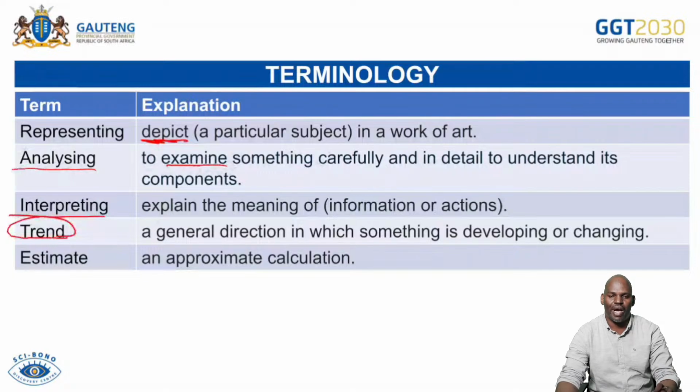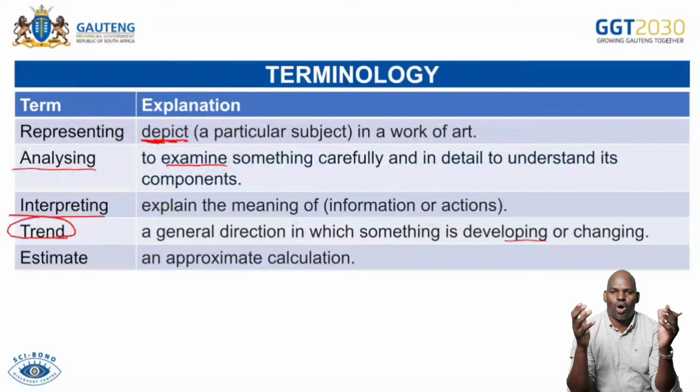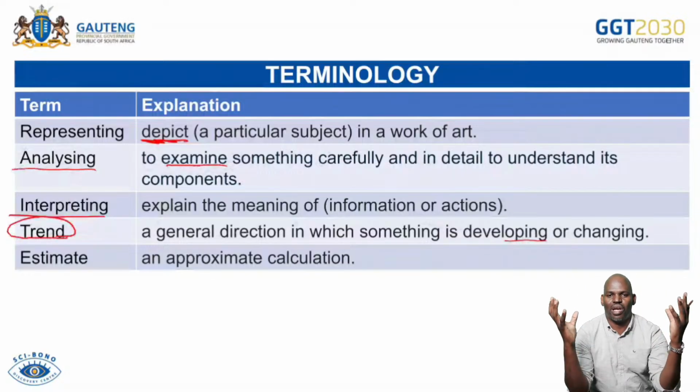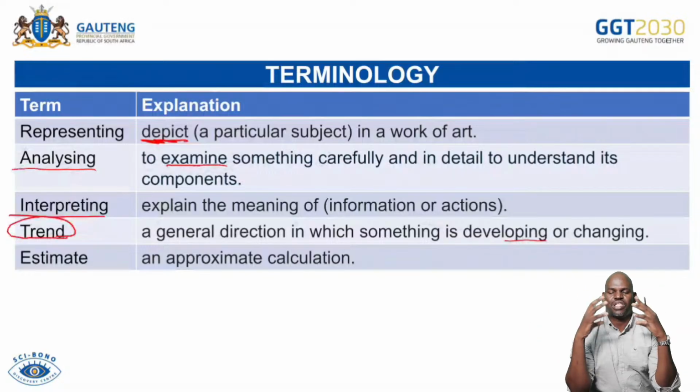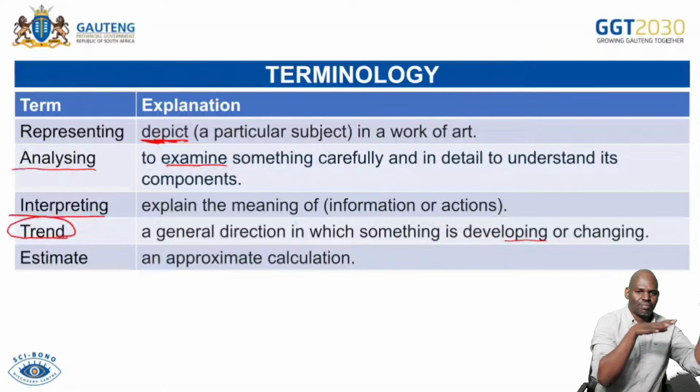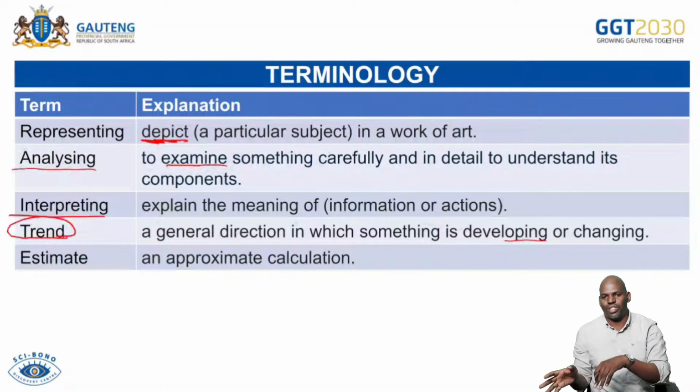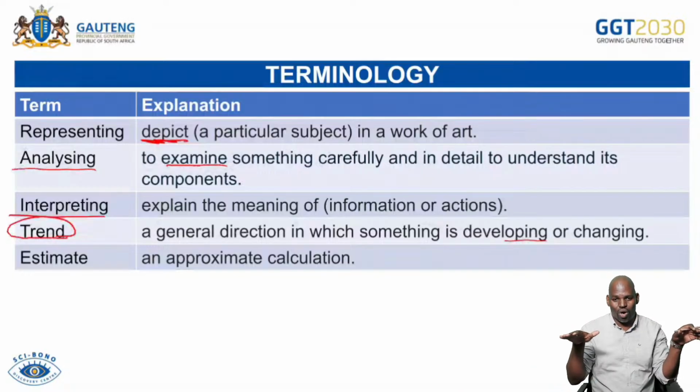Trend. What do we mean by a trend? It's a general direction in which something is developing or changing. In simple terms, we might say the number is increasing, or the number is decreasing, or the number is stable. Like for instance, in your school, what is happening to the number of learners every year? Is the number increasing, or decreasing, or stable? So with regard to trend, it's either increasing or decreasing, or it can be stable.